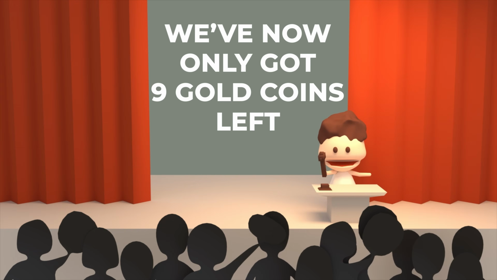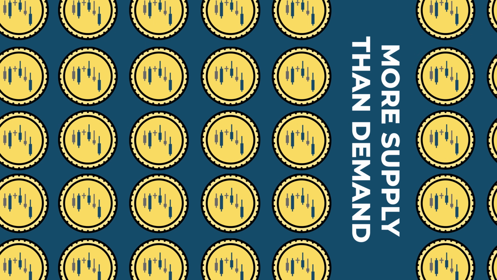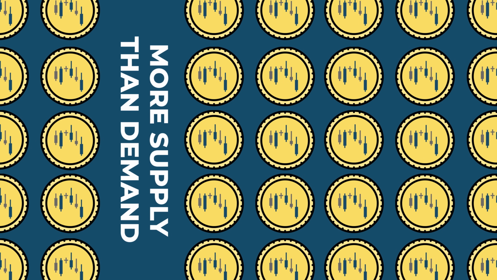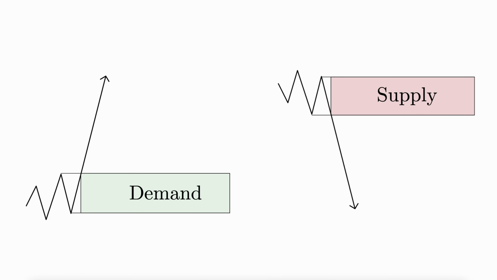Now imagine someone else comes over with 100 more gold coins. Now they're not so rare, so people might not be so interested in buying them. The supply is increased, the demand might fall, therefore prices would fall. That is the basic theory of supply and demand. And this is pretty much exactly what we see in the market.